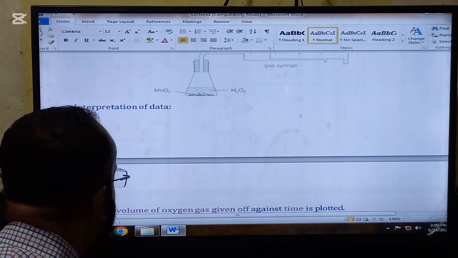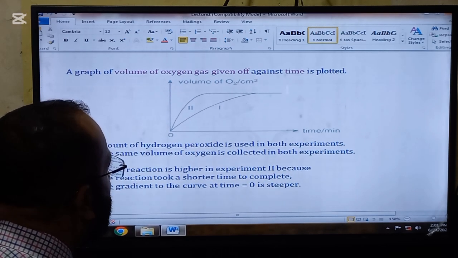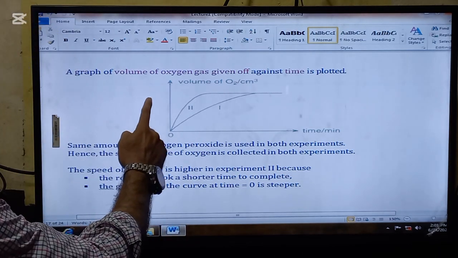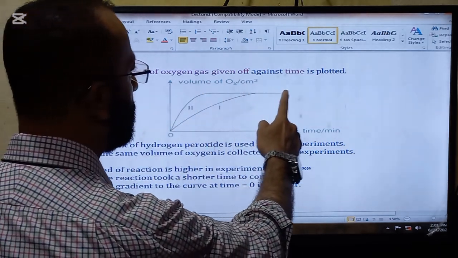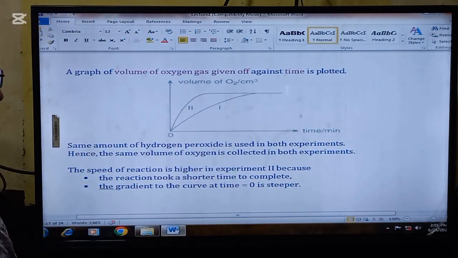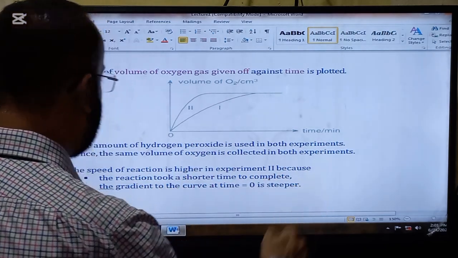So look now, here are two graphs produced on the same sheet of graph paper. A graph of the volume of the oxygen gas given off against time is plotted. So time is taken on the x-axis and volume on the y-axis. The same amount of hydrogen peroxide is used in both experiments.